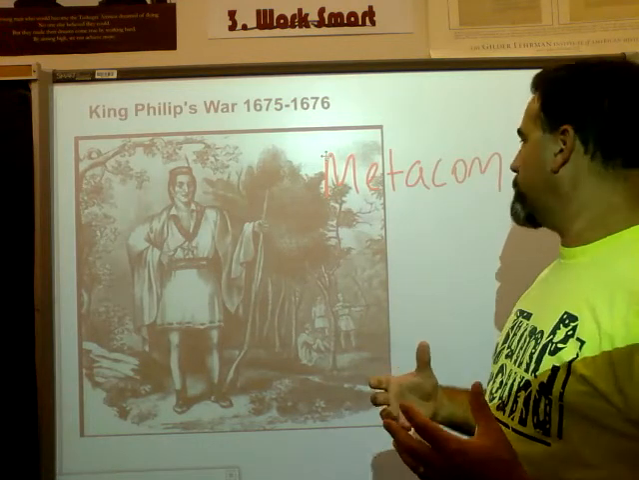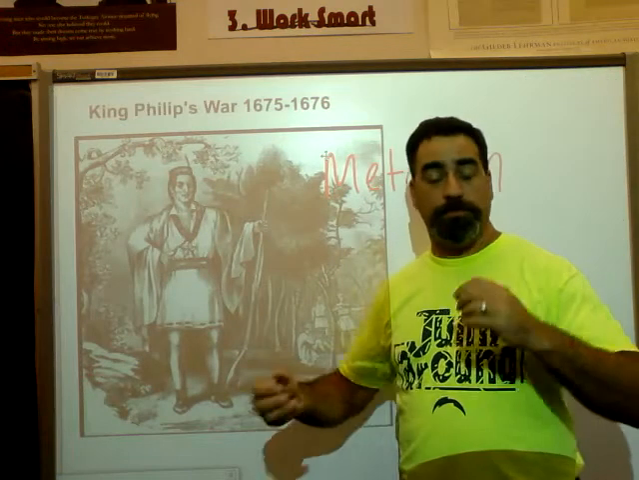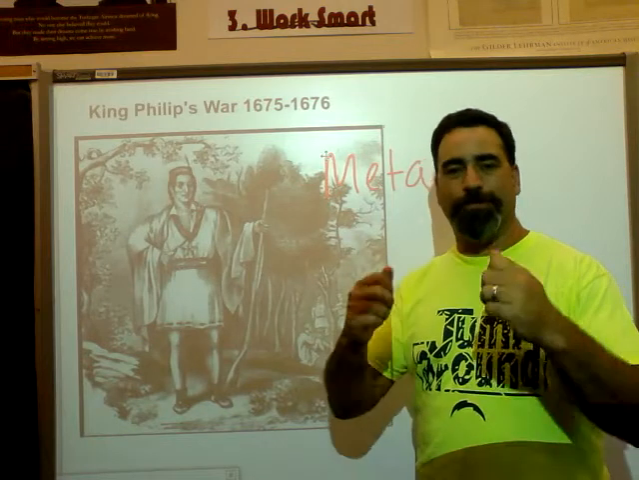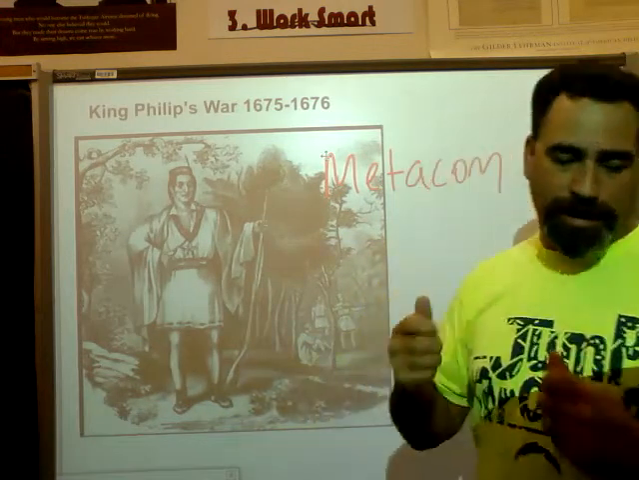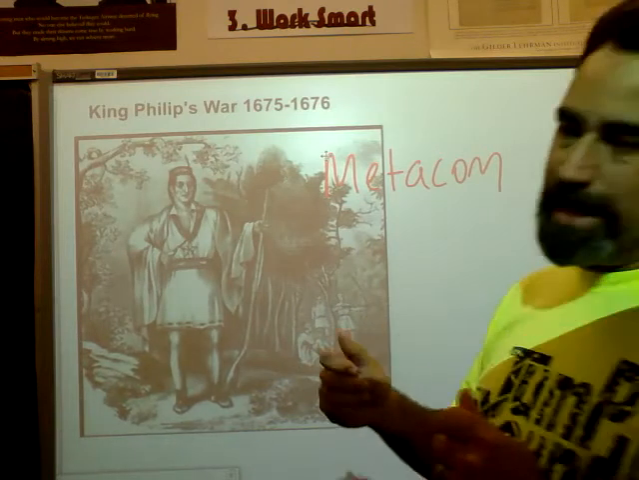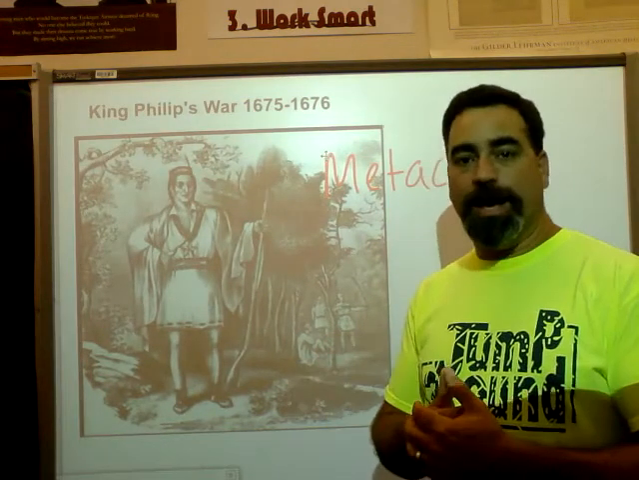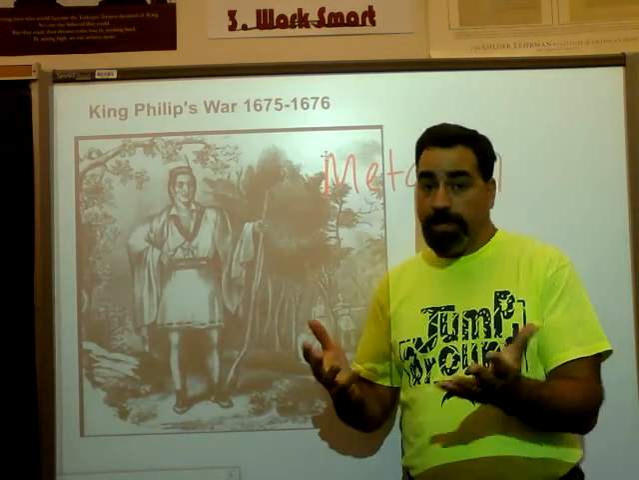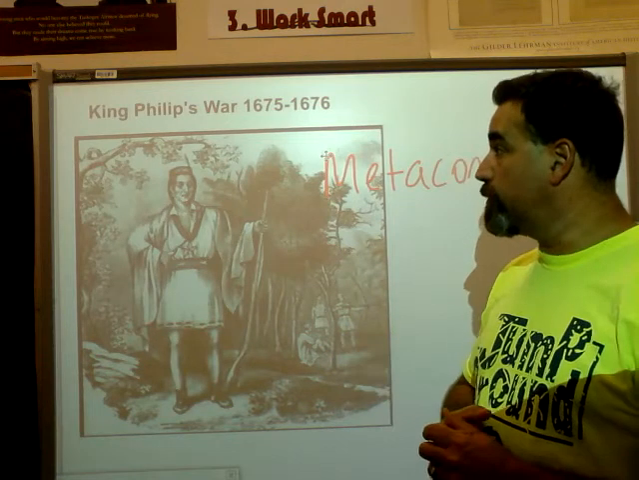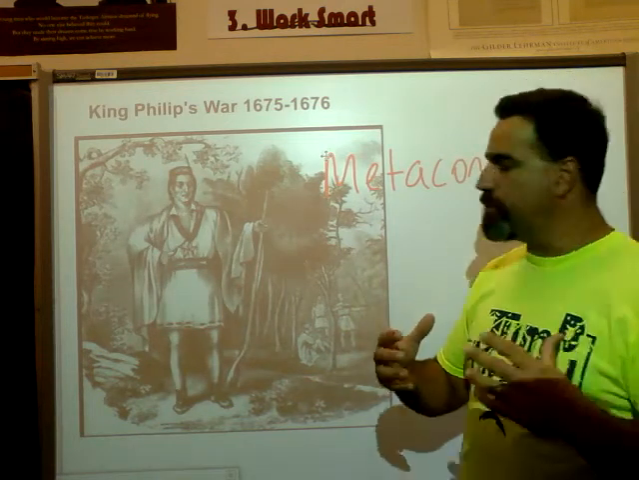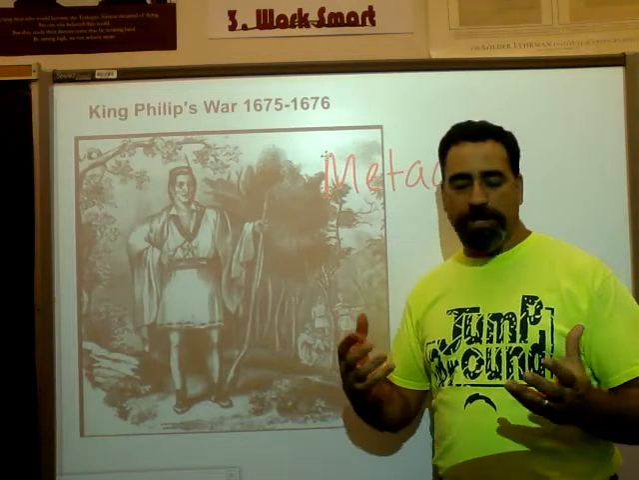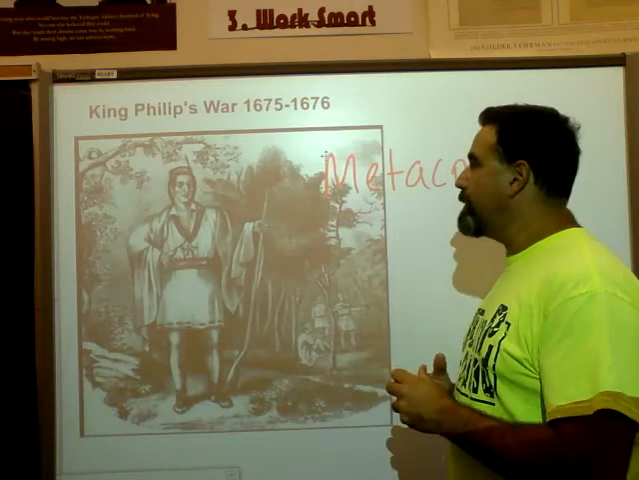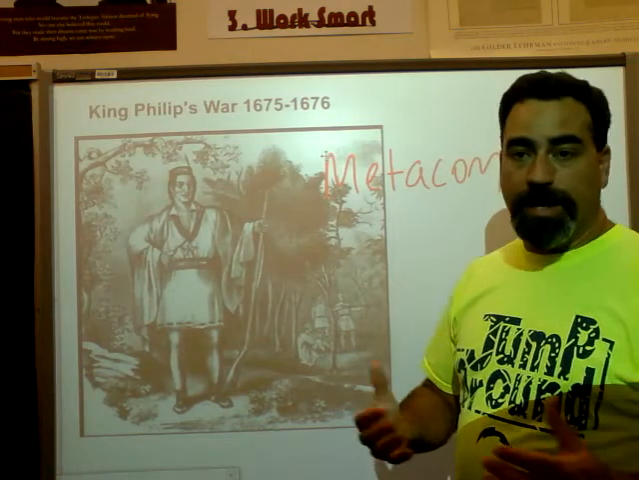However, as Metacom was involved in his tribe, taking a leadership role in his tribe, he noticed that the English were further and further pushing against the Pokanoket tribe's lands, and he decides that he has to fight back. He can't just let them do that. And initially, things kind of went his way in the beginning of the war. There were many Pokanoket victories. However, in a battle known as the Great Swamp Fight, Metacom will be defeated.